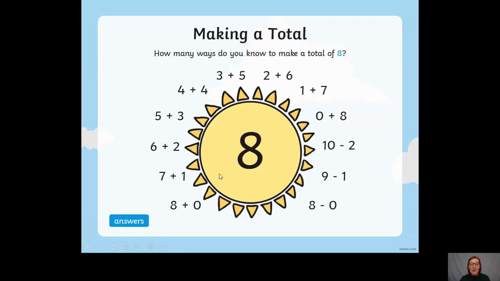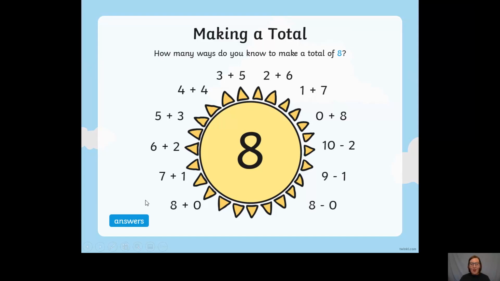8 add 0 is 8. 7 add 1 is 8. 6 add 2 is 8. 5 add 3 is 8. 4 add 4 is 8. 3 add 5 is 8. 2 add 6 is 8. And 1 add 7 is 8. Did you get all of those too?